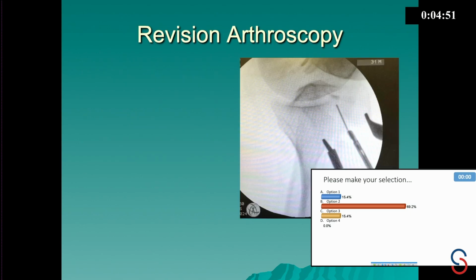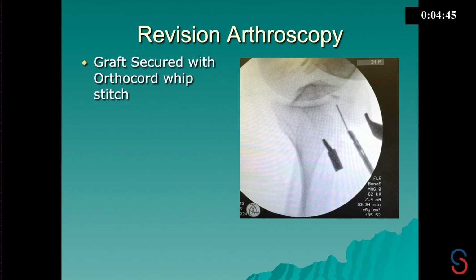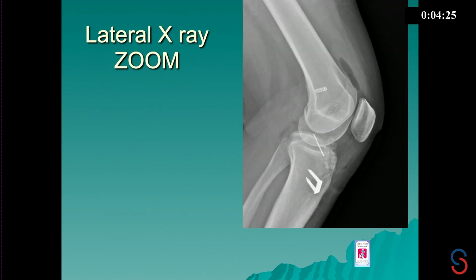We did a revision arthroscopy the next day, after informing the patient, of course, what happened. At the beginning, the graft on the tibial side was secured with an orthocord whip stitch because there was some remnant aside from the tibial canal. The screw was removed, and if you look over there, you see that the screw is not in the exact position. The screw is basically off the canal. This may have caused the nitinol to break.